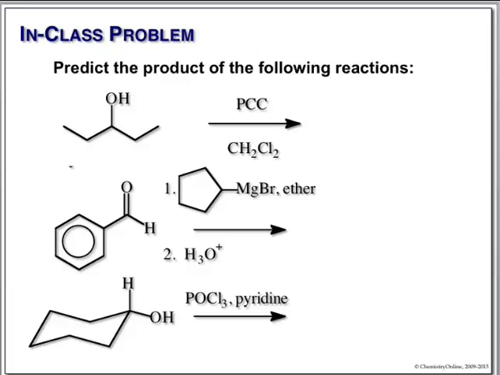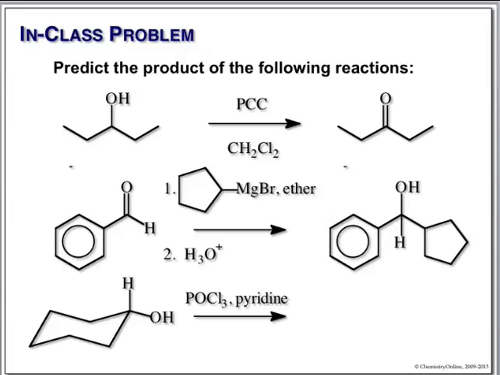PCC, pyridinium chlorochromate, very mild oxidizing agent, will stop at the aldehyde stage. However, here we have a secondary alcohol, so all we're going to do is make this into the ketone. Cyclopentyl magnesium bromide, and we have an aldehyde. That's going to give us a secondary alcohol. The ring carbon will simply attack the carbonyl, and it will look like that.